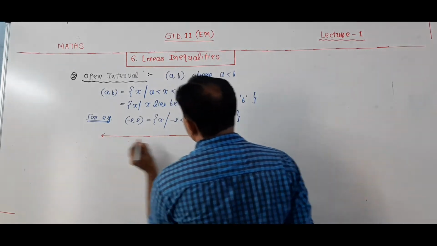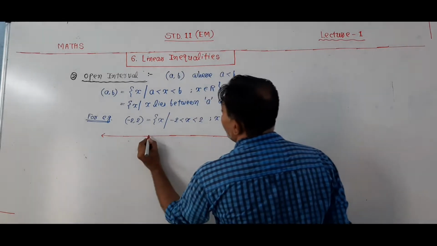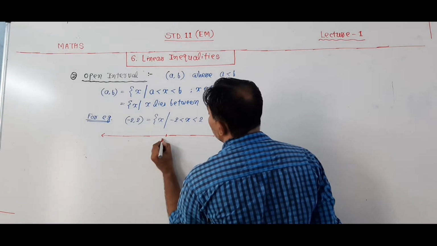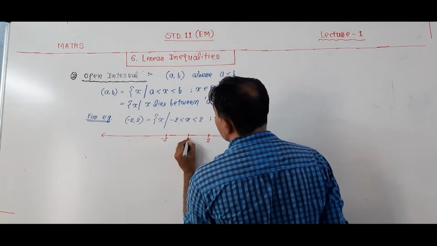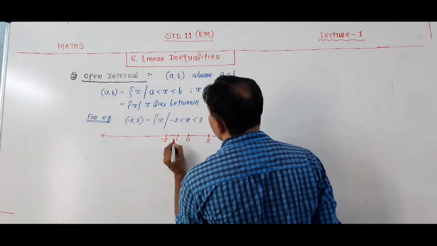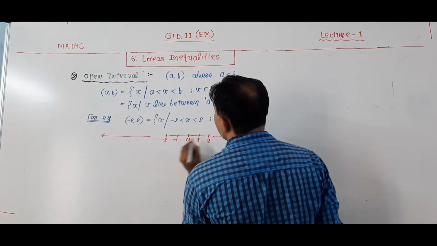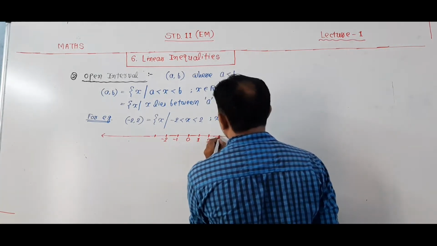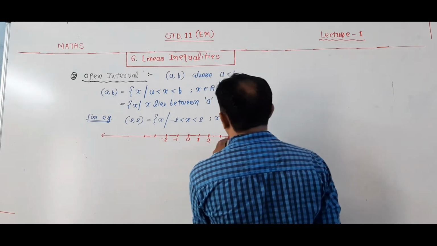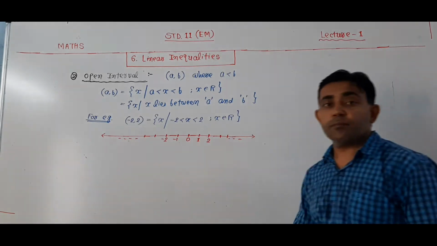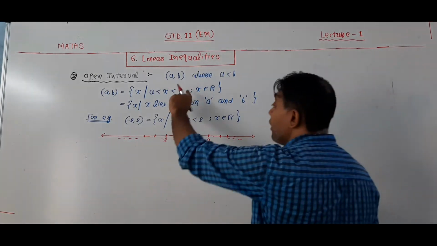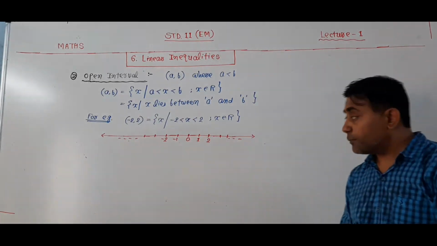Just see this. Here somewhere is minus 2. Here somewhere is plus 2. Here is 0. Obviously here is minus 1 and here is plus 1. After that, here is minus 3, plus 3, minus 4, plus 4, and so on. Here also, and so on. Okay, now what is the meaning of an open interval?